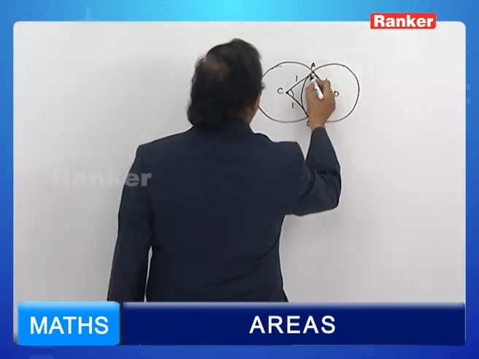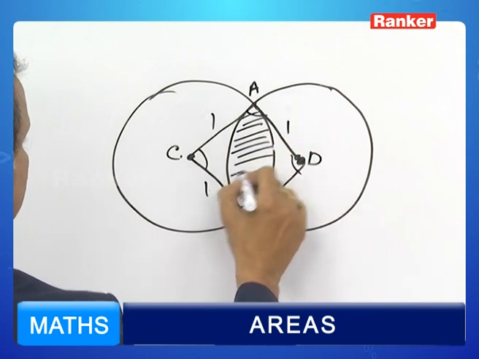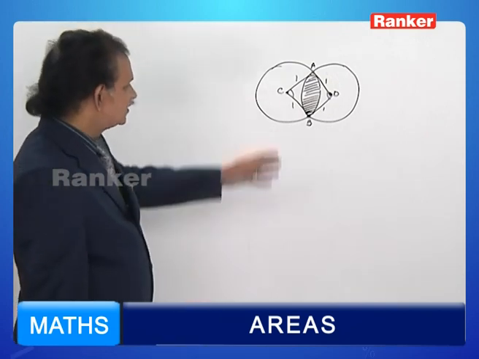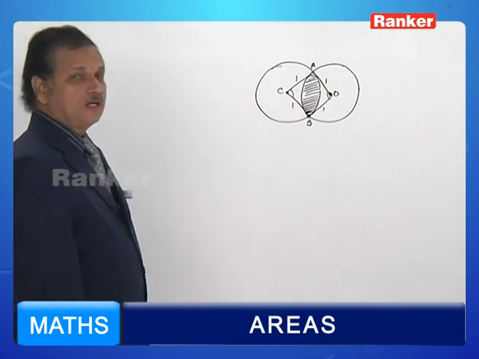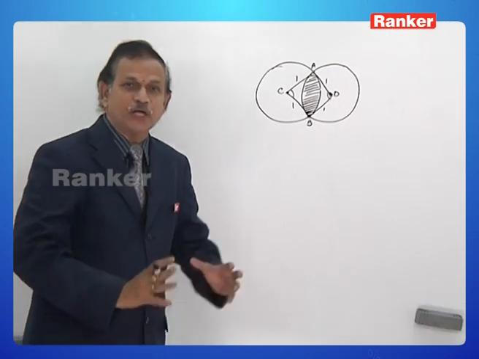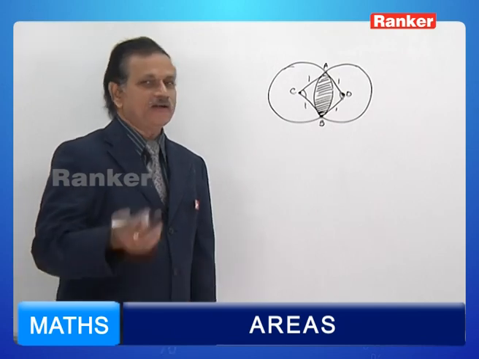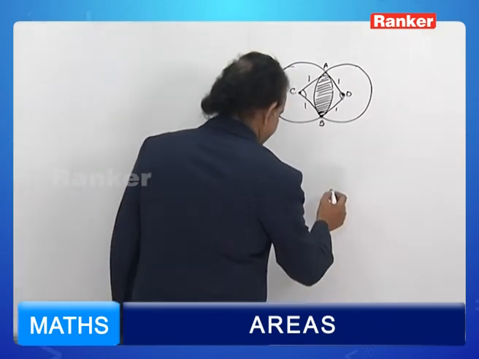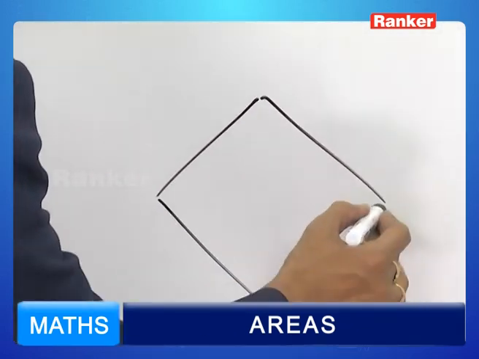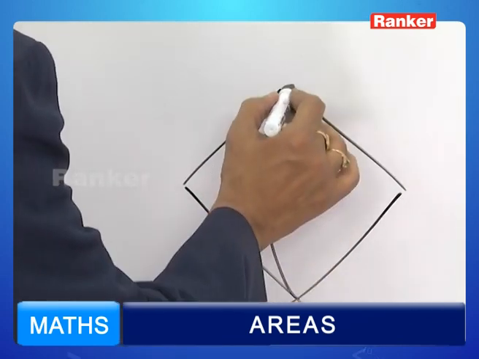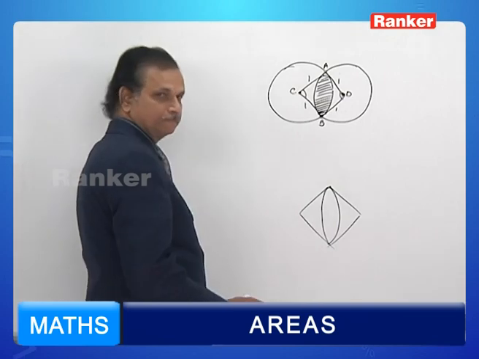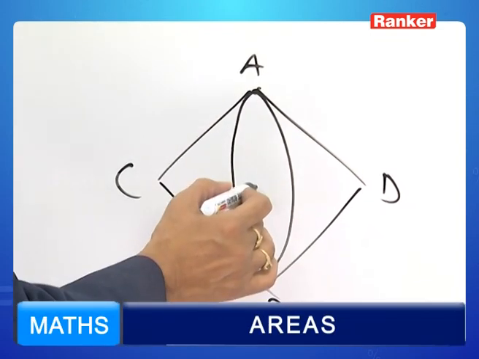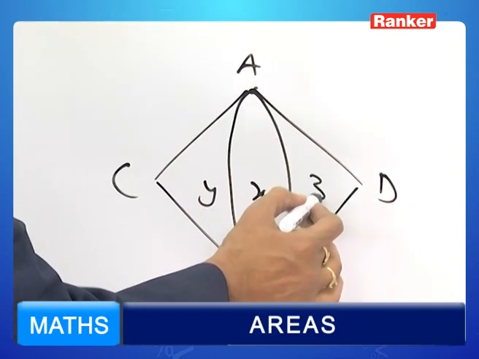And the area of intersection is required. That is the area required. Well, let us first of all have a good plan of obtaining it. Later on you can implement it. Okay, you keep that figure there itself. Let us have a rough figure like this. This area we want. This is C, this is D, this is A, this is B. Let me call this X, this Y, this Z.